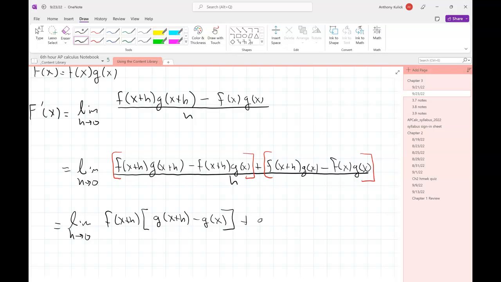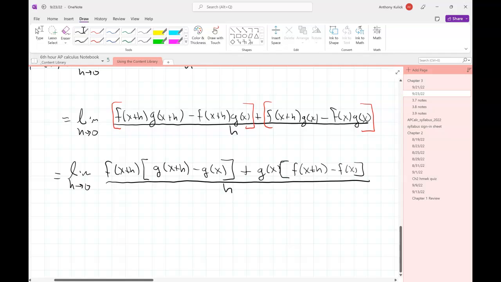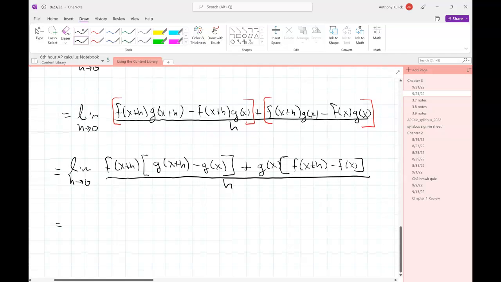If I do the same thing over here and I factor off my common factor of g of x, what's left? f of x plus h minus f of x also looks like part of a derivative definition. Nice, Mr. Kulik, nice. Okay. So notice that both of these terms have the same common denominator, correct? Everything is all over h, which means that I could write them as two separate fractions over h.